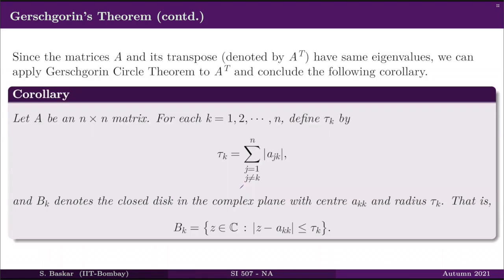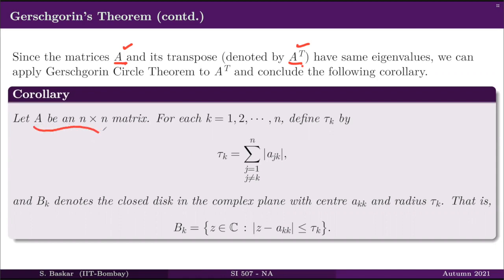We can also have a slightly different perspective of Gerschgorin theorem, which often helps us to get a better localization of the eigenvalues of a given matrix. The idea is to use A transpose instead of A in the Gerschgorin theorem. Let us take this as a corollary. Note that other than this small change, the rest all remains the same as we have done in the Gerschgorin theorem. Let us formally state the corollary.